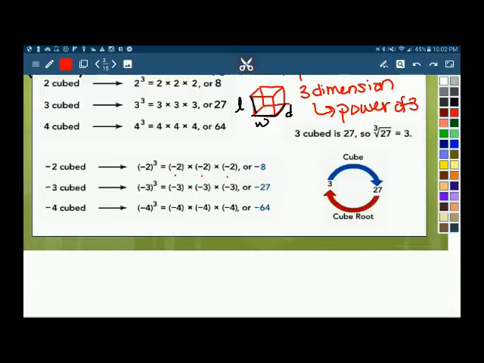But in this case, because we have 3 numbers now, a negative times a negative is going to be a positive. And then when we take that positive times the negative, that's going to result in a negative number. So when we cube something, whatever you cube, the answer is going to be the same sign as the original number that you cubed.